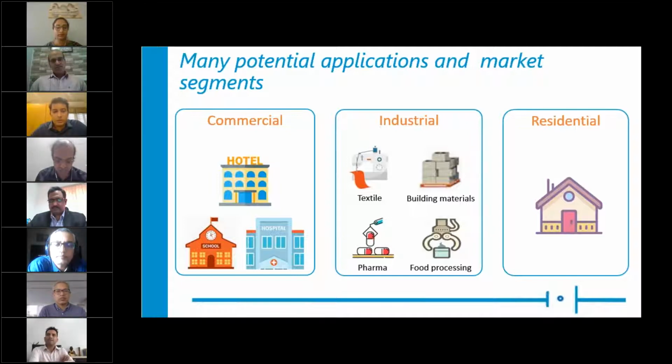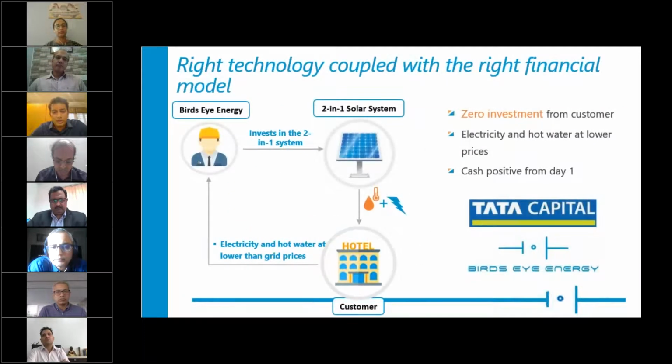Especially in reaction to COVID, where a lot of industries and C&I customers are struggling financially, we are rolling out a really attractive finance model. We've teamed up with Tata Capital, and we are launching a RESCO model where we would invest in the system, and we would sell electricity and hot water to the customers at lower prices. The exact payment plan depends on the customer usage, but essentially the idea is that the customer should not have to invest in the solar system. And because they get electricity and hot water at a lower price, they are cash positive from day one.